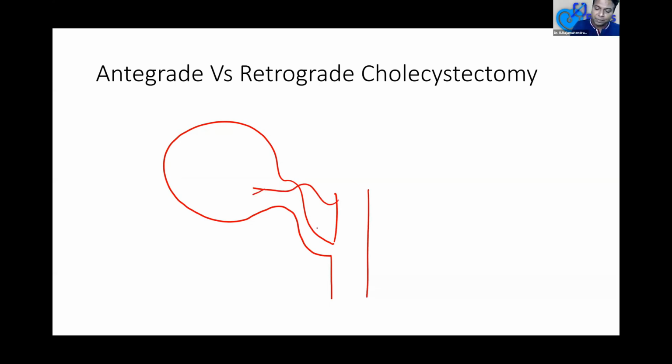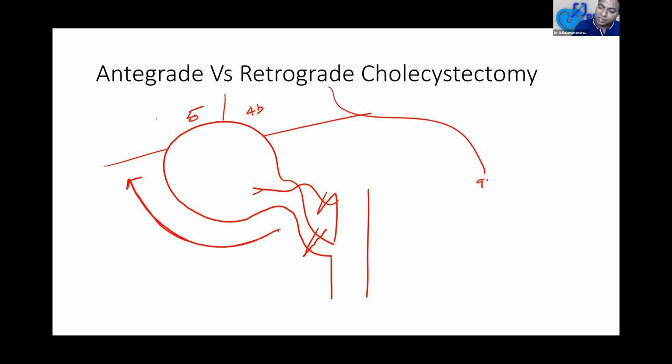What do you do in retrograde? We dissect the Calot's triangle, put a clip on the cystic duct, put a clip on the cystic artery, and start removing the gallbladder towards the liver. The fundus of the gallbladder is attached to segments 4B and 5 of the liver, so I have to go from inferior to superior. This technique is commonly followed. That is retrograde cholecystectomy. 90% of surgeons will do this only.